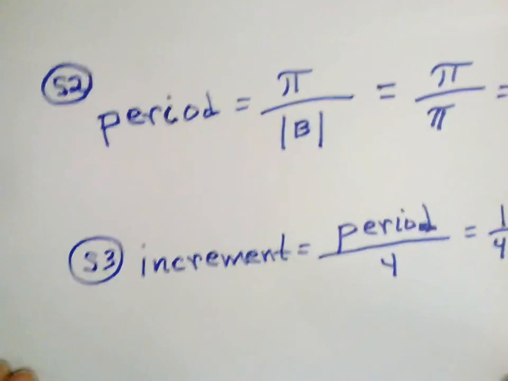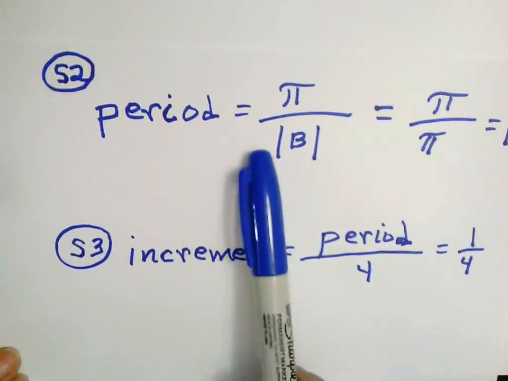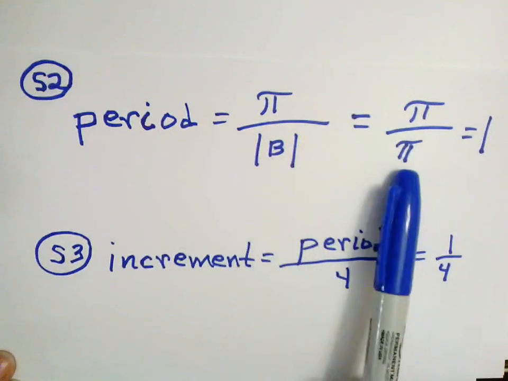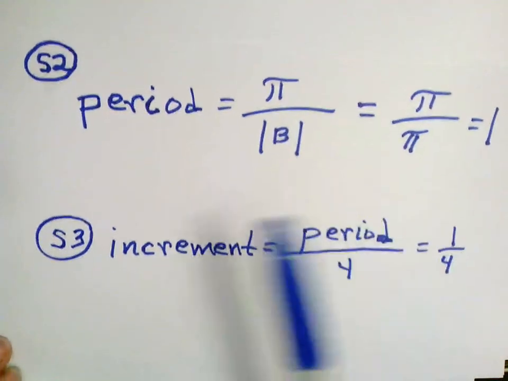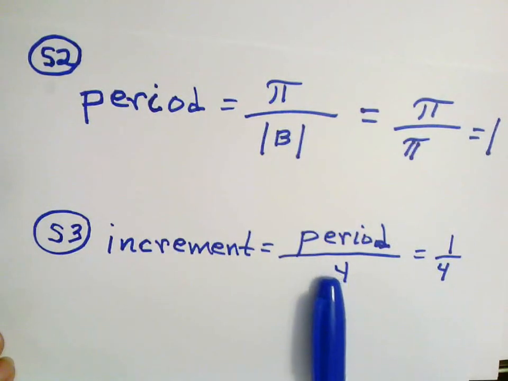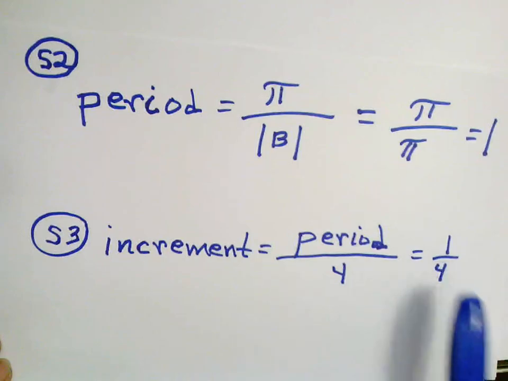Then we're going to find our period. And remember, our period is pi divided by the absolute value of b. And remember, b was pi, so our period is 1 radian. Our increment is the period divided by 4. So if our period is 1, our increment is 1 divided by 4.